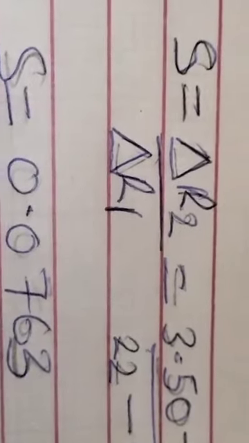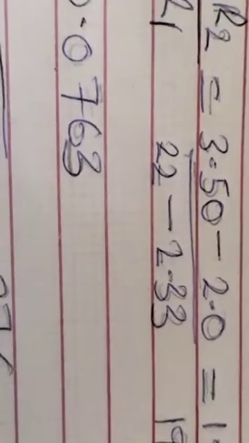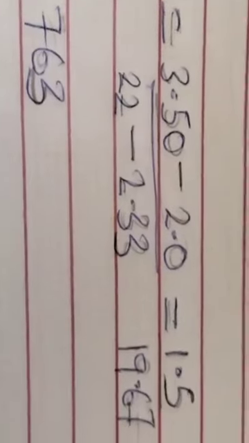So let's look at the calculation of the slope. For the slope, we have change on R2 axis over change on R1 axis. That is 3.5 minus 2 over 22 minus 2.33. That gives us 1.5 over 19.67. Evaluating the slope gives us 0.0763. The slope has no unit, because resistance is in ohms, and the unit of resistance is also the ohm. The one up cancels the one down.